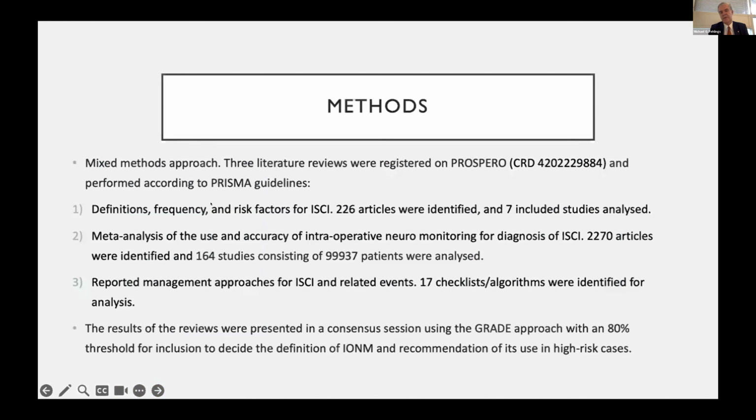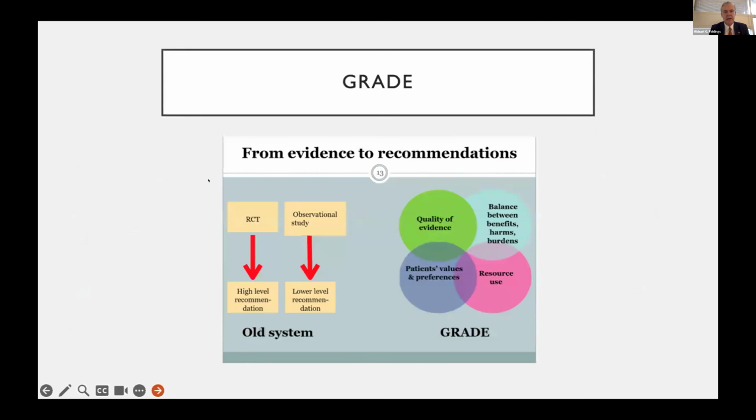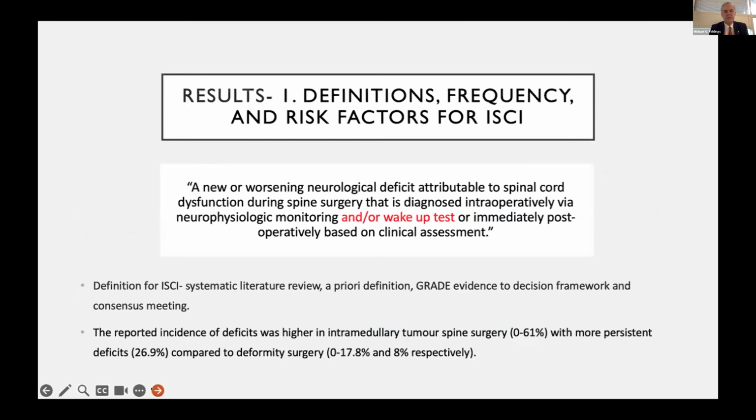So we've used a mixed methods approach for a number of topics. For some, a rigorous meta-analysis was possible. In other areas, more of a scoping review was undertaken, and we again used the GRADE process. And again, just by way of summary, in the traditional way to generate guidelines, randomized trials result in a high level of recommendation, observational studies in a lower level of recommendation. But in GRADE, we don't just look at the quality of the evidence, we also look at the balance between benefits, harms, and burdens, patient preferences, and also issues related to feasibility and resource use.